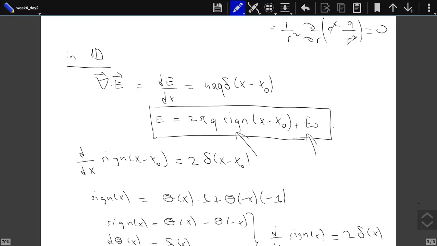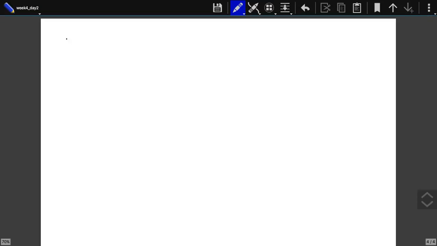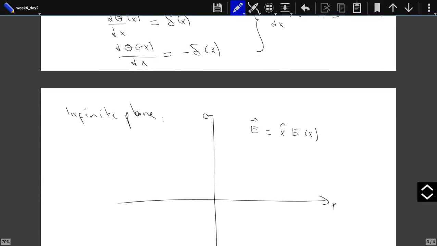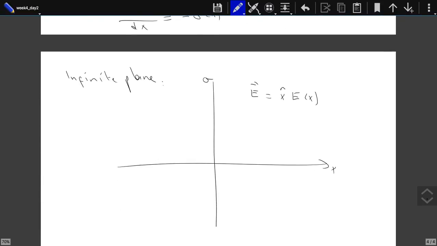Well, in fact, this is nothing but the infinite plane. You have an infinite plane, let's say this is the x-axis, with some surface charge density. Then the electric field in this example should be in the x-hat direction. And it can only depend on x. It cannot depend on y and z. So this is the three-dimensional analog which just behaves like the one-dimensional case. Okay, now let's go back.